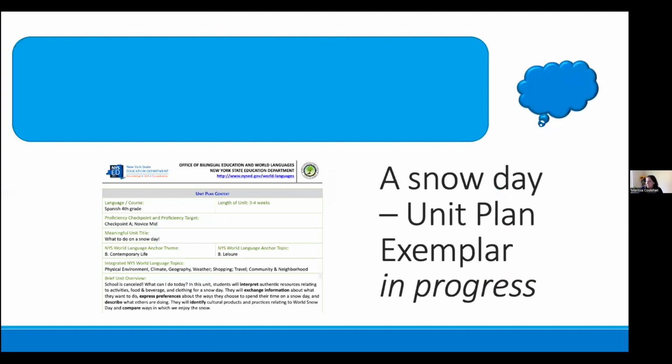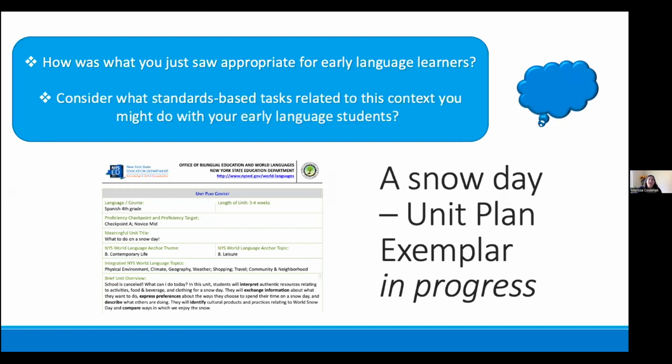Right, so let's pause for a moment and take time to process. How was what you just saw appropriate for early language learners? Consider what standards-based tasks related to this context you might do with your early language students.